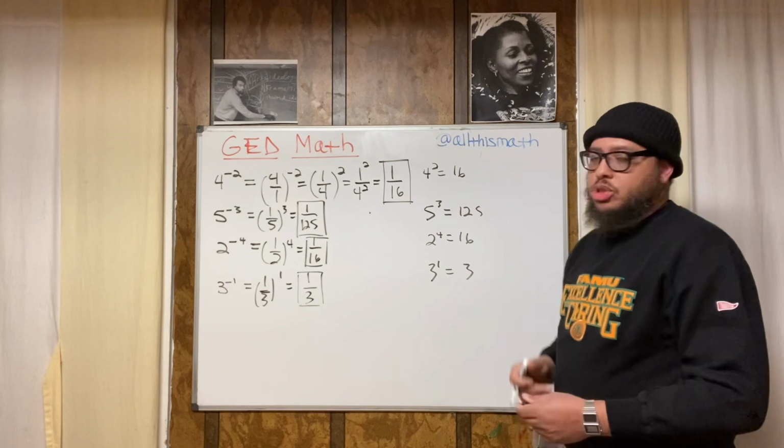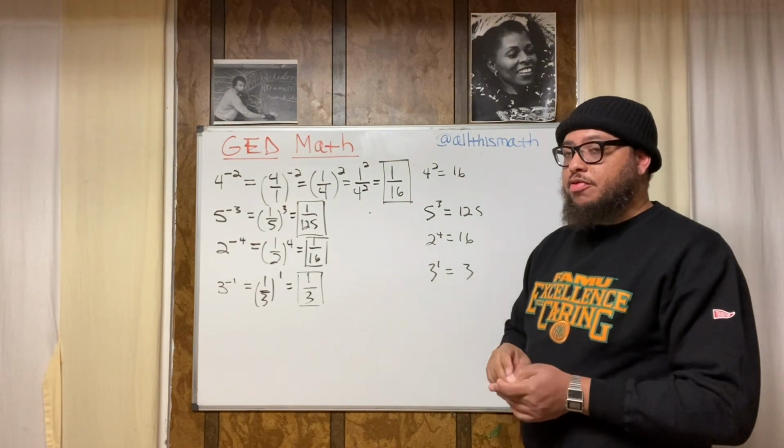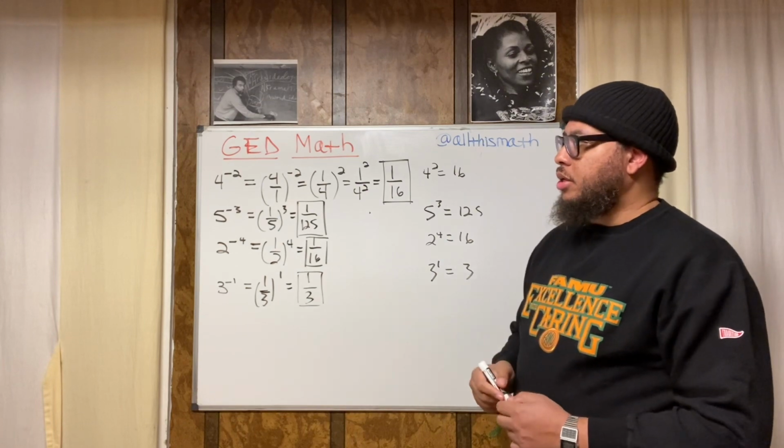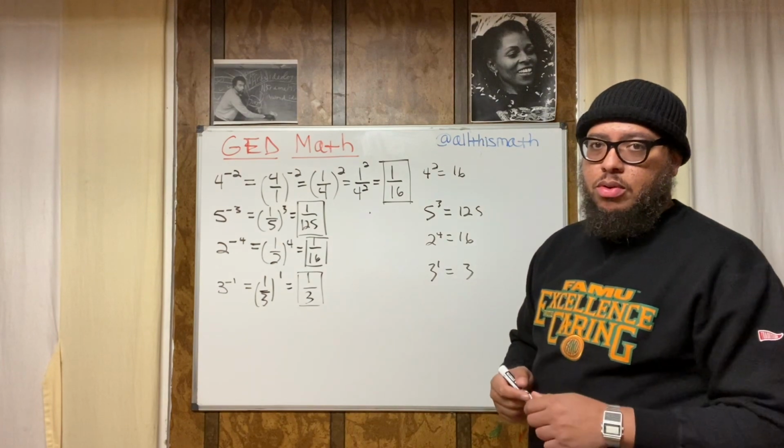So keep that in mind. When you see expressions that you have to simplify, and you see negative exponents, just know that you have to take the reciprocal of the base.